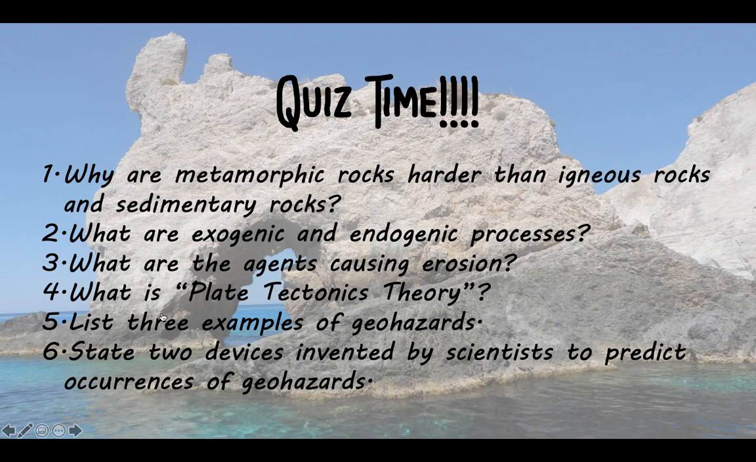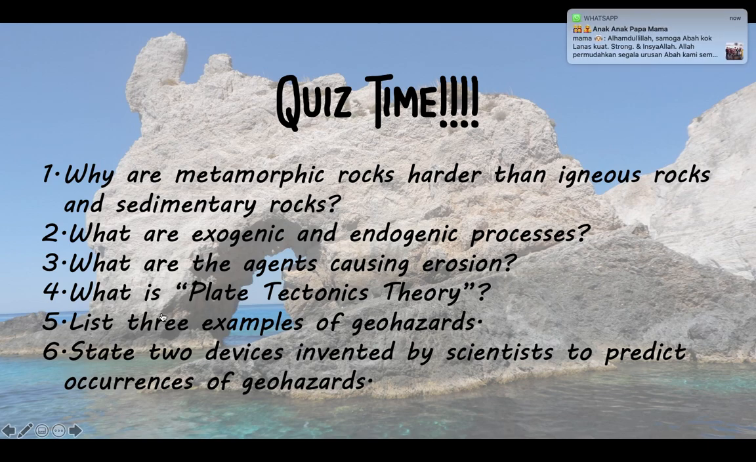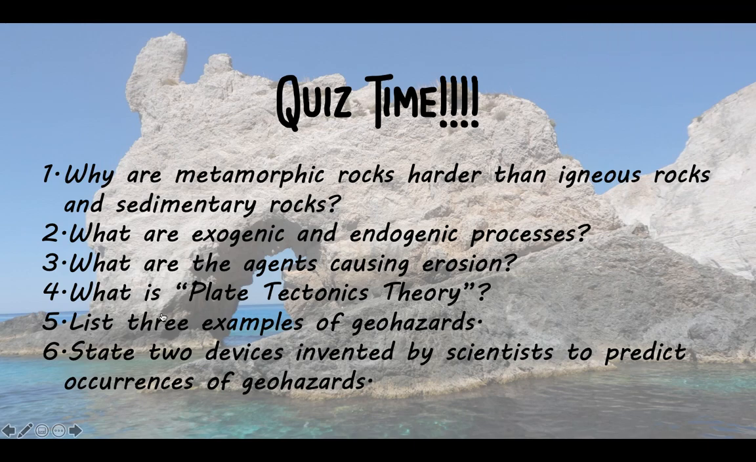And number 6, last one, state 2 devices invented by scientists to predict the occurrence of geohazards. So mana-mana daripada 3 tadi dah tunjuk, mention je 2. And then bagi tahu untuk predict which geohazards yang awak nak mention tu. Okay, Faris. Faris, ada ke Faris? Ada. Okay, Faris number 6. Nak nama device sahaja. 2 devices invented.